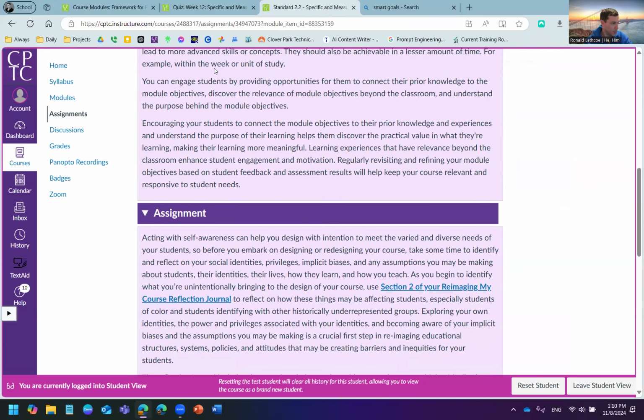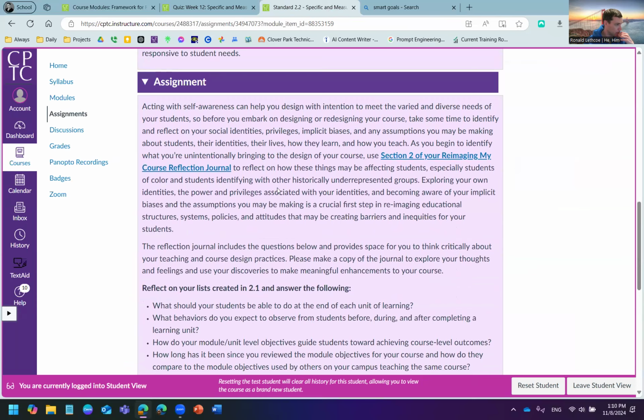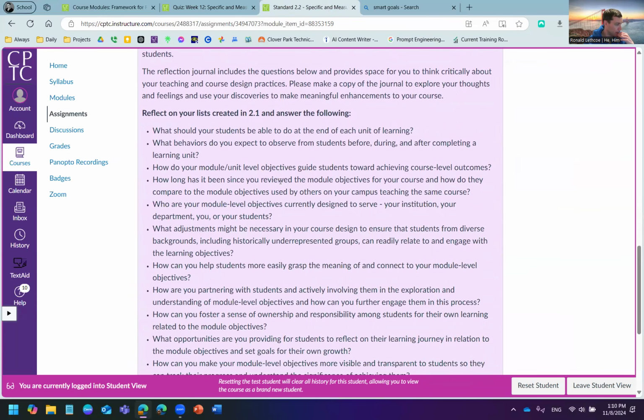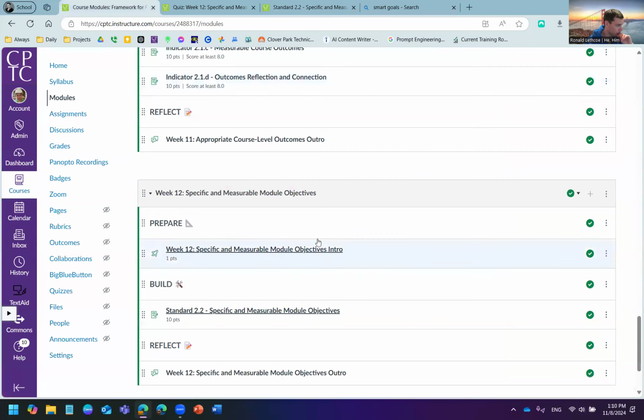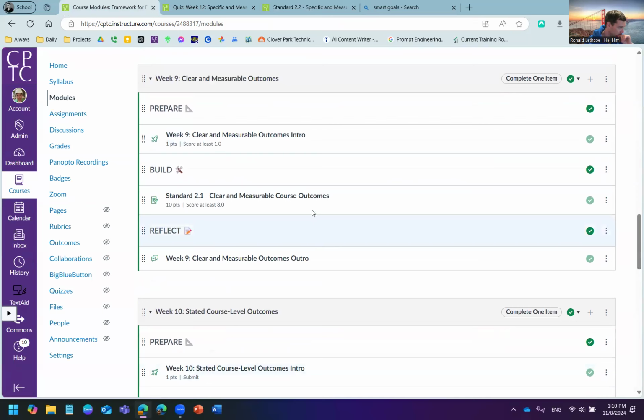The assignment, as I said here, is the reflection journal. And if you've done 2.1, I'll bring that one up really quick.